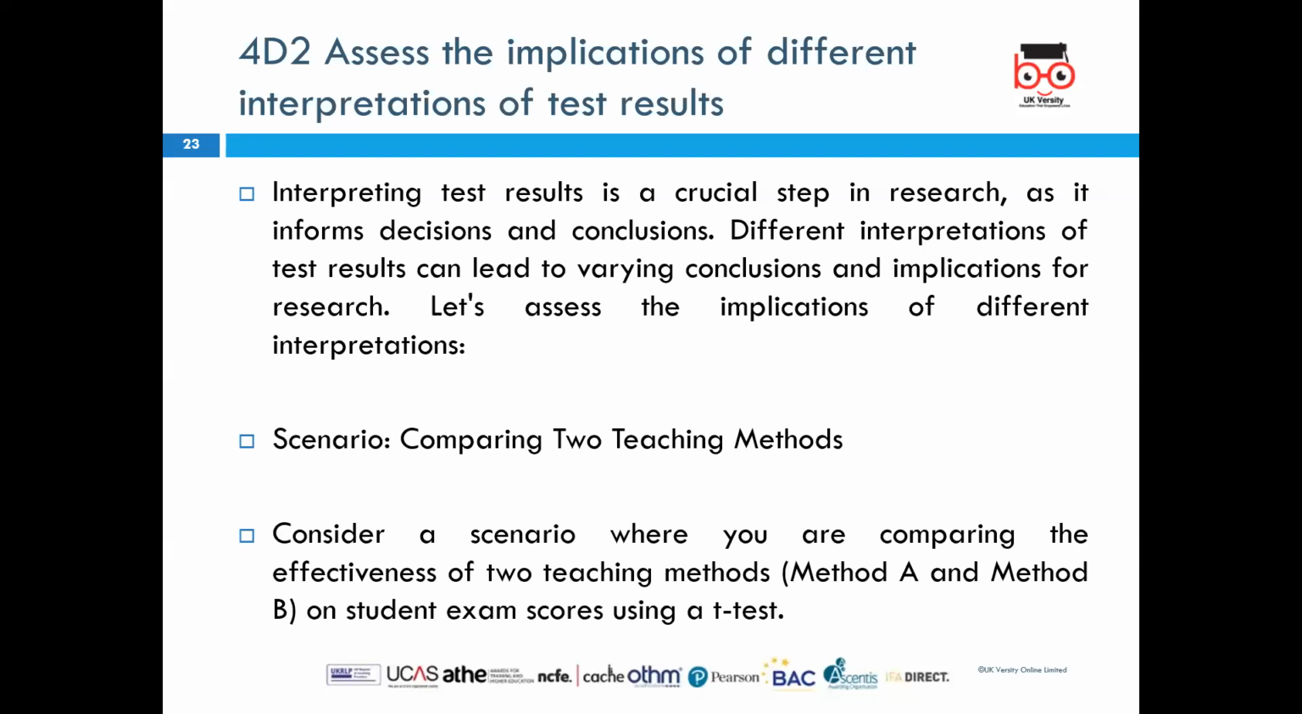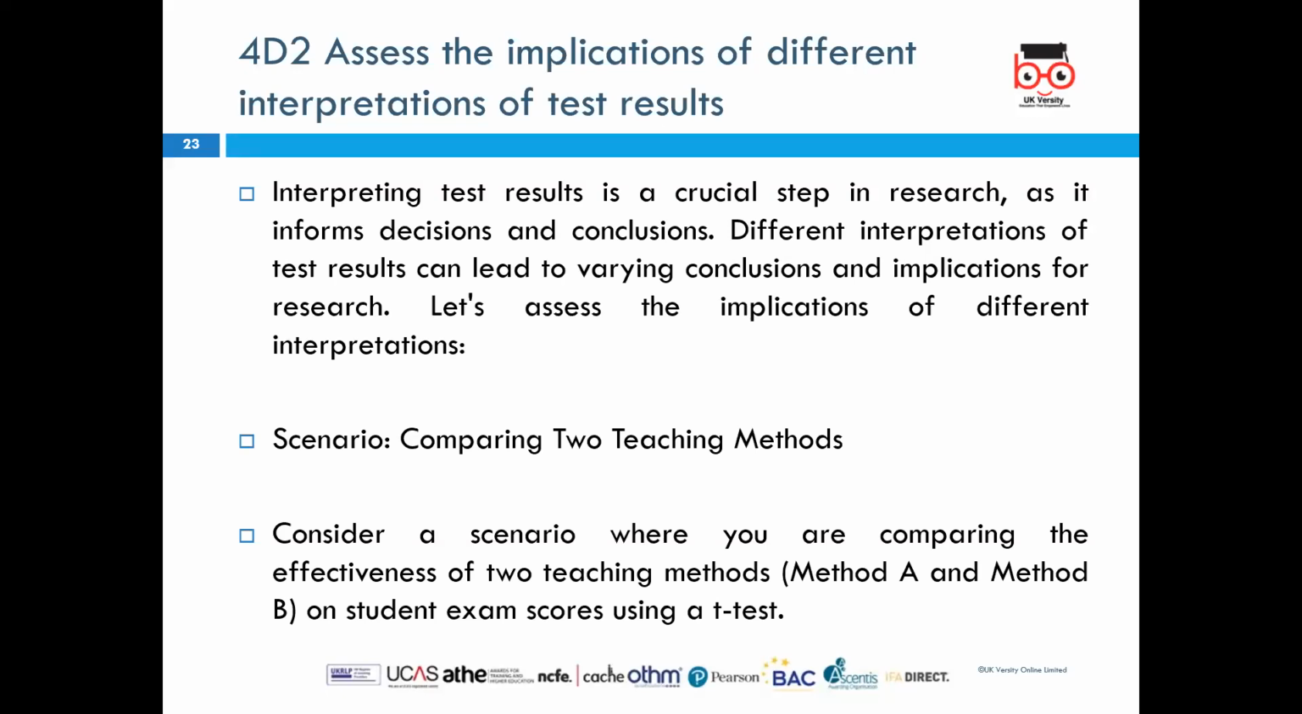So the second distinction criteria is to assess the implications of different interpretations of test results. Interpreting test results is a crucial step in research, like we've already highlighted in our previous sessions. It also influences the decision making and how you present the data and what outcome you are getting. So different interpretations of test results can lead to varying conclusions and implications for research.